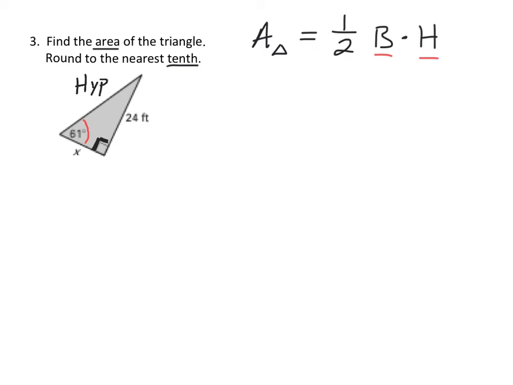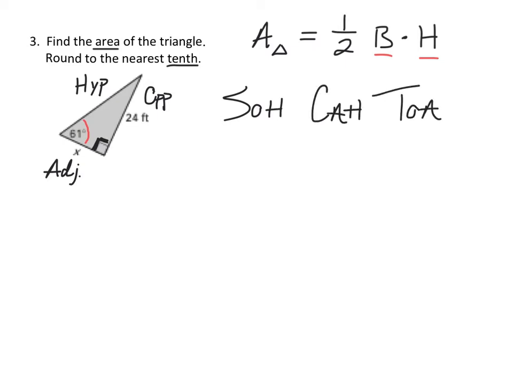That 24 feet, I could call that the side opposite the 61 degrees, which means the last side, x, the side that I'm looking for, is the adjacent. So since it's a right triangle, I have one side, I'm looking for another side, I'm going to use the trig functions. So let's jot down our list again. So, SOH CAH TOA.